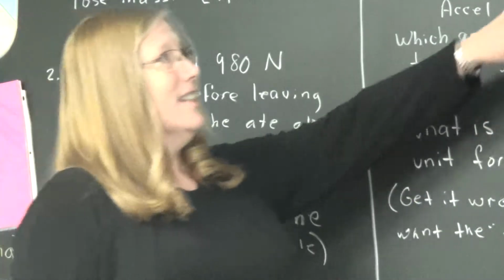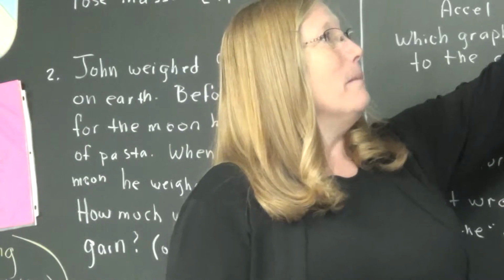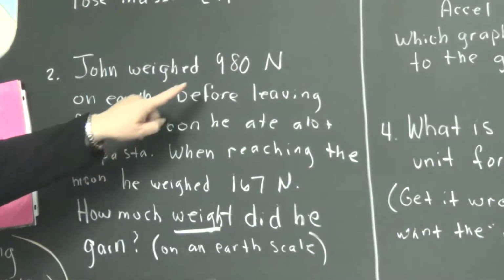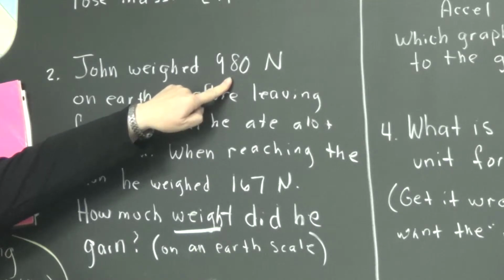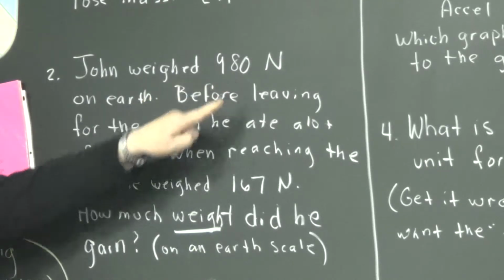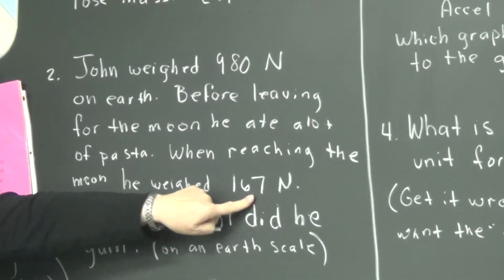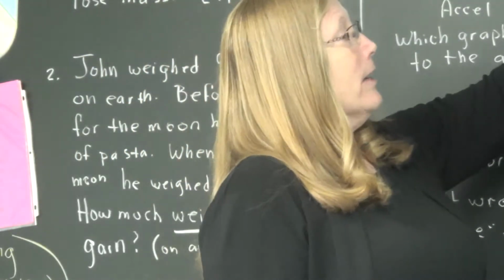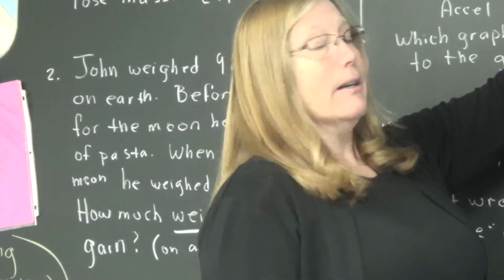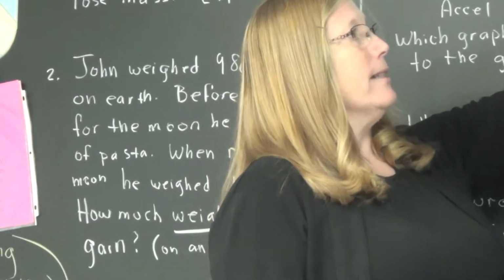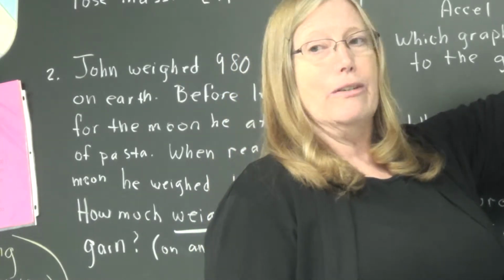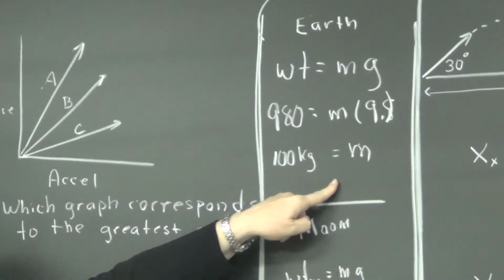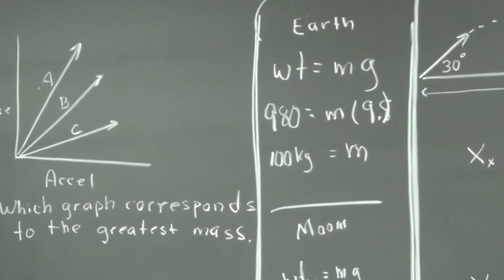All right, so here I set up a weight equals mg equation. Notice my first goal was to take this number and find the mass on Earth, because that's the same. And then I'll take this number and find the mass on the moon. So the mass on Earth is figured out here. 980 equals mass times the acceleration due to gravity, 9.8. When you divide both sides, it comes out to a nice and sweet 100 kilograms.